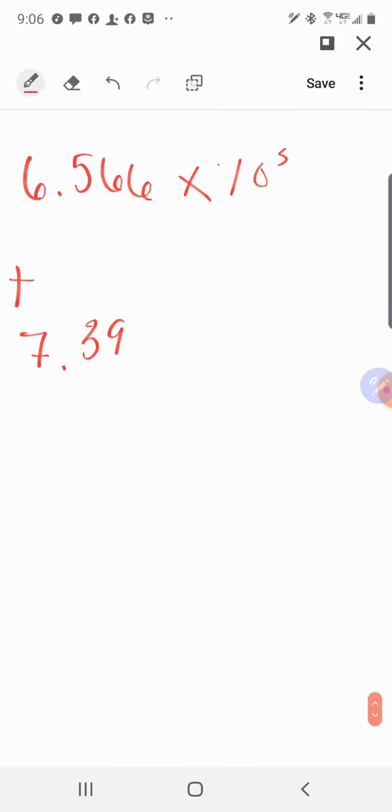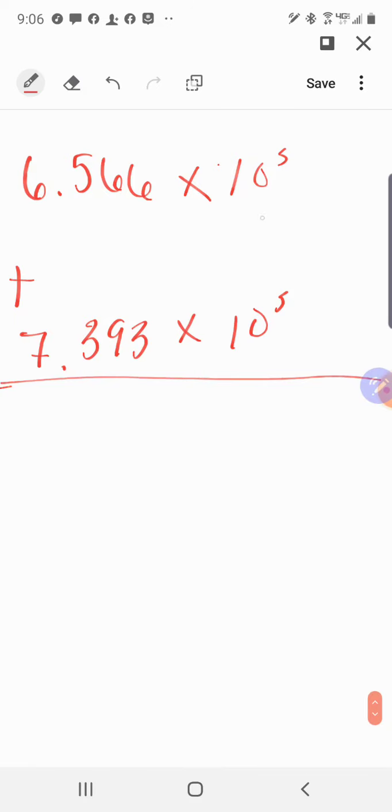All right, so what we're doing is we're going from point A, we're going to point B, and then we're going to point C. And we want to know what's the total miles that we travel doing all of that. In order for us to do that, we are going to add. So we got 6.566 times 10 to the 5th plus 7.393 times 10 to the 5th. The rule is if your exponents and your base are the same, then you can add.